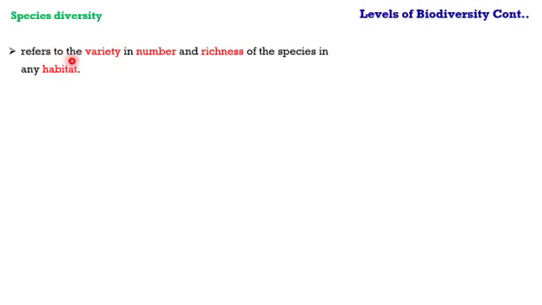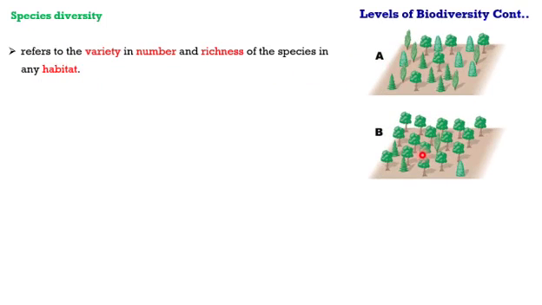So let's see about species diversity. Species diversity refers to the variety in number and richness of the species in any habitat. So let me tell you what habitat means. Habitat means any place or a particular area that provides a home for any type of organism. Varvidam in Tamil we can say, right?